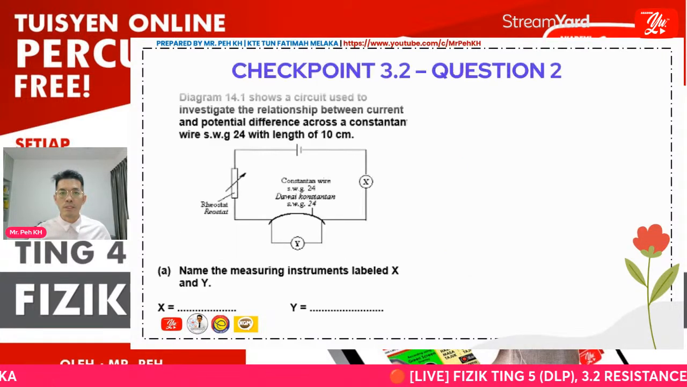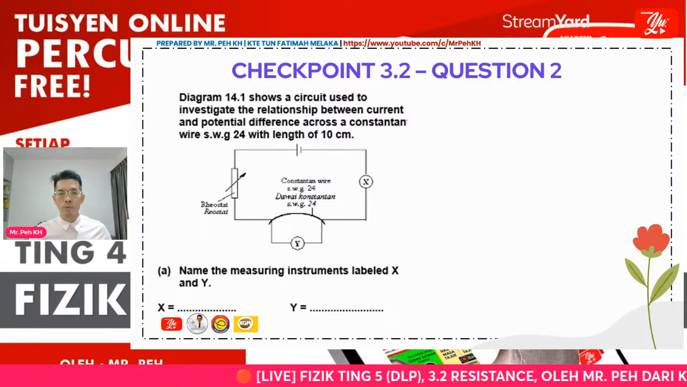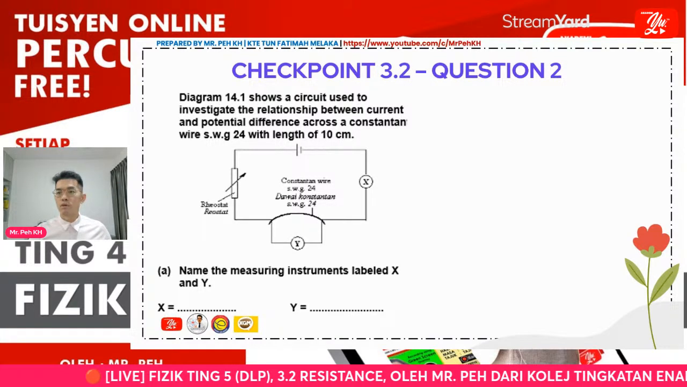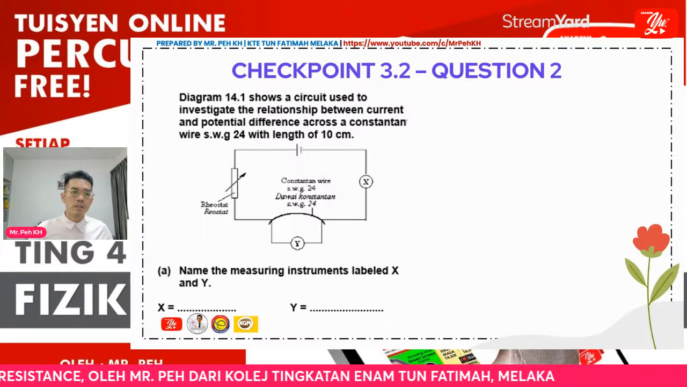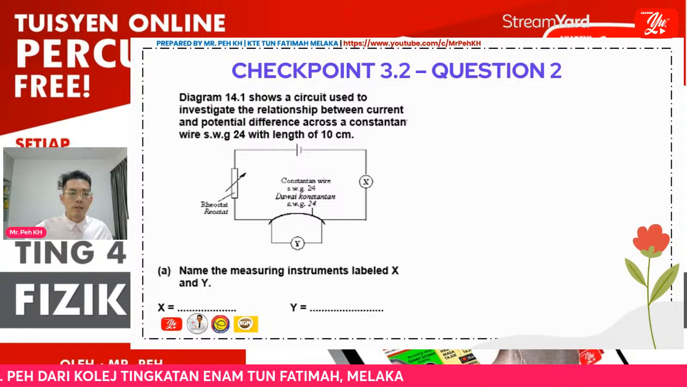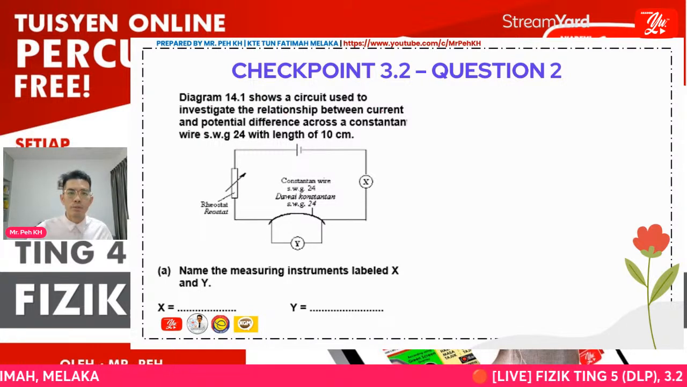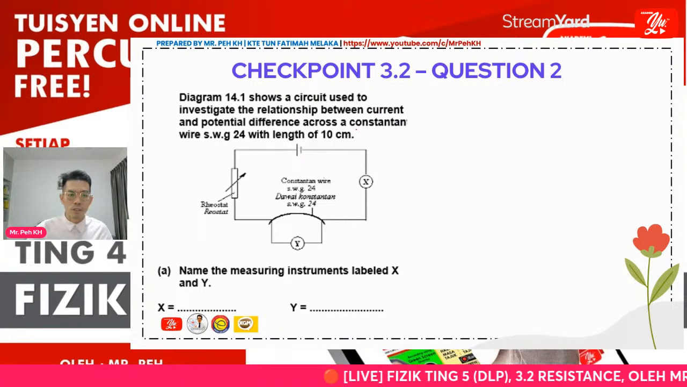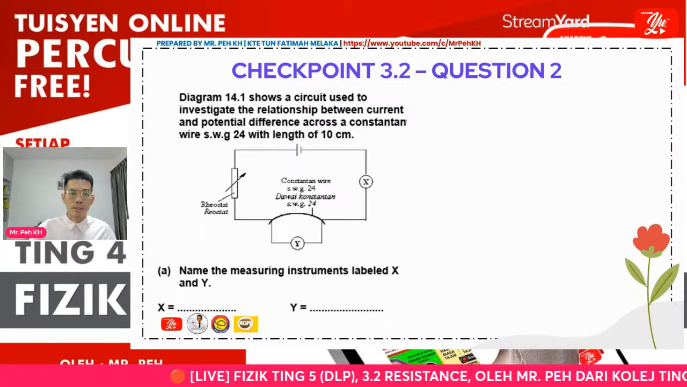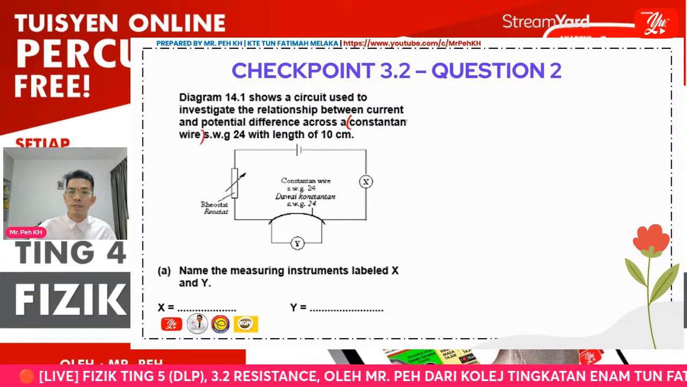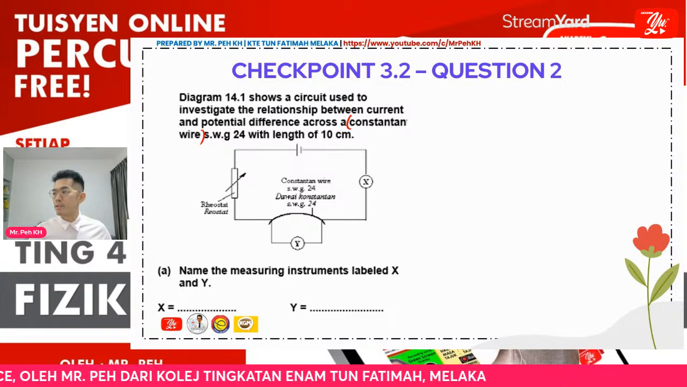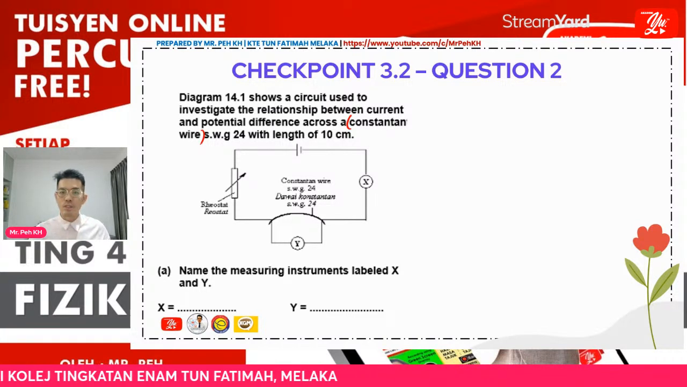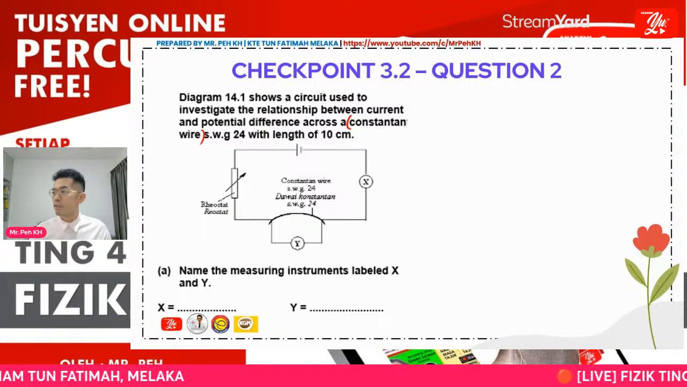Now we practice another question, which is an example question for paper 2 section A related to learning standards 1 and 2. The question is like this. Diagram 14.1 shows the circuit used to investigate the relationship between current and potential difference across a constant wire. When you see constant wire, you know already this is an ohmic conductor. It will show a straight line passing through the origin. You can just use Ohm's law to calculate the related value we want.